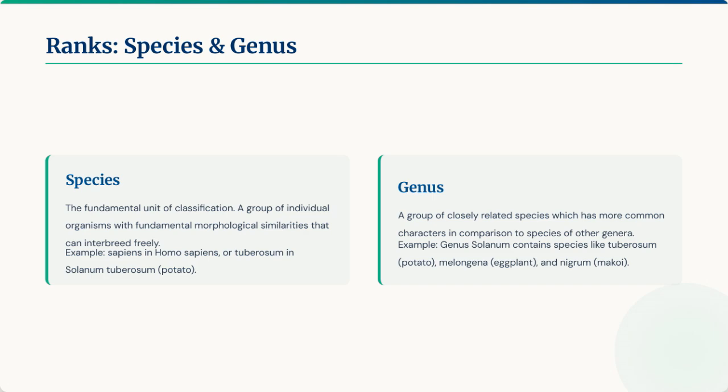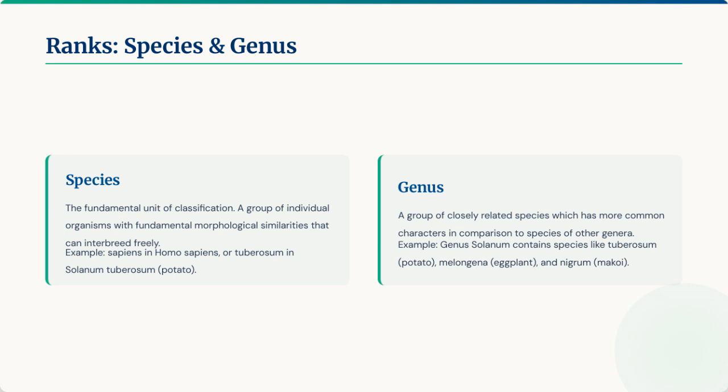Starting with species, this is the most basic unit of classification. It refers to a group of individual organisms that share key morphological traits and can interbreed freely. For example, in Homo sapiens, sapiens is the species name, and similarly, in Solanum tuberosum, which is the potato, tuberosum identifies the species. Moving up one level, we have the genus.